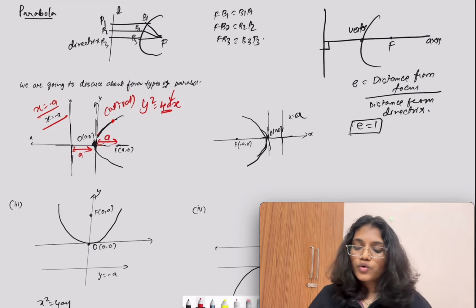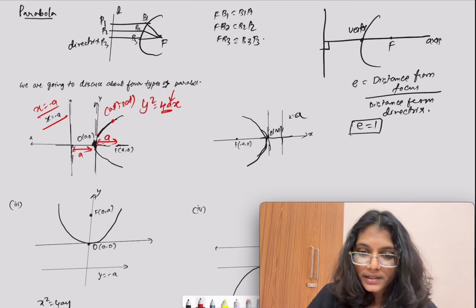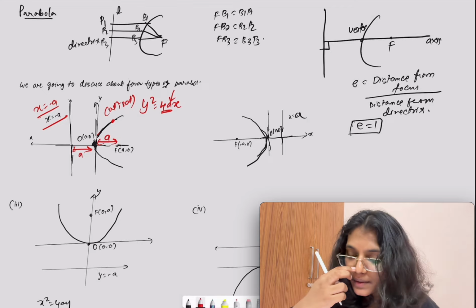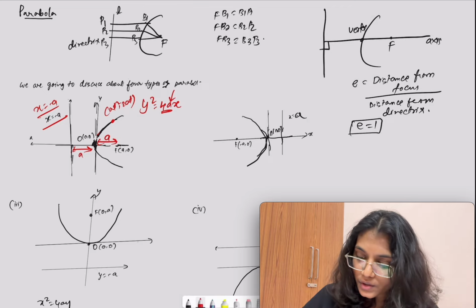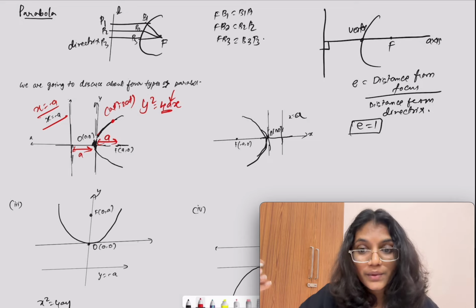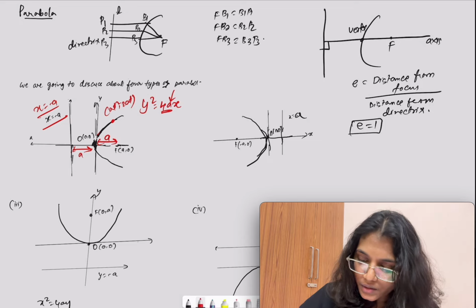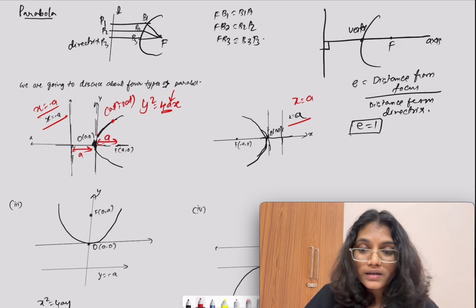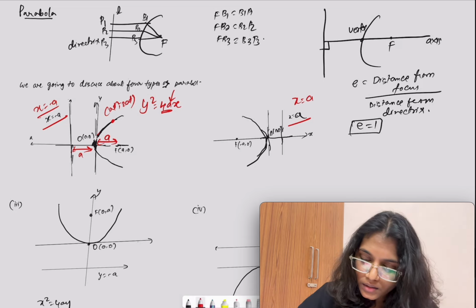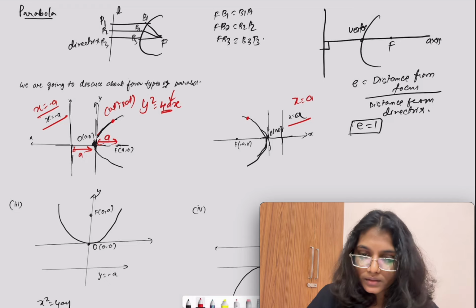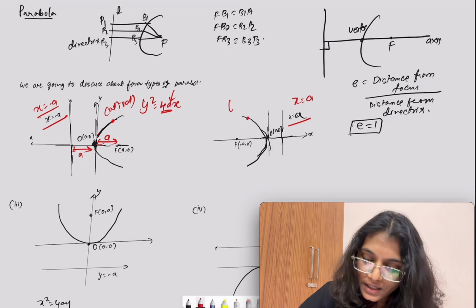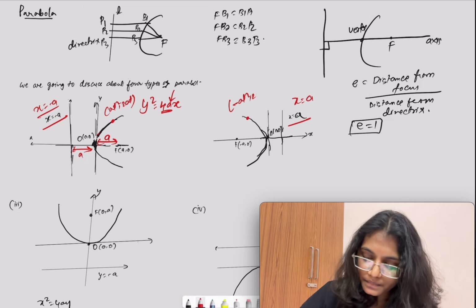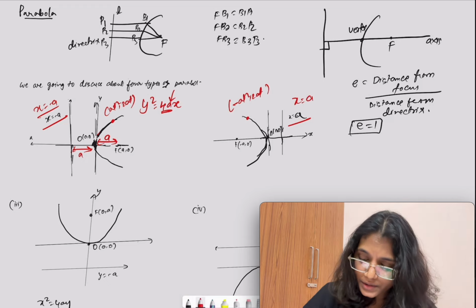So moving on to the leftward pointing parabola, the focus will be (minus a, 0), the vertex will be (0, 0), and the equation of directrix will be x is equal to a. And if I take a point on the curve, then it is represented as (minus at square, 2at), and the equation will be y square is equal to minus 4ax, and the length of latus rectum will be the same, that is 4a.